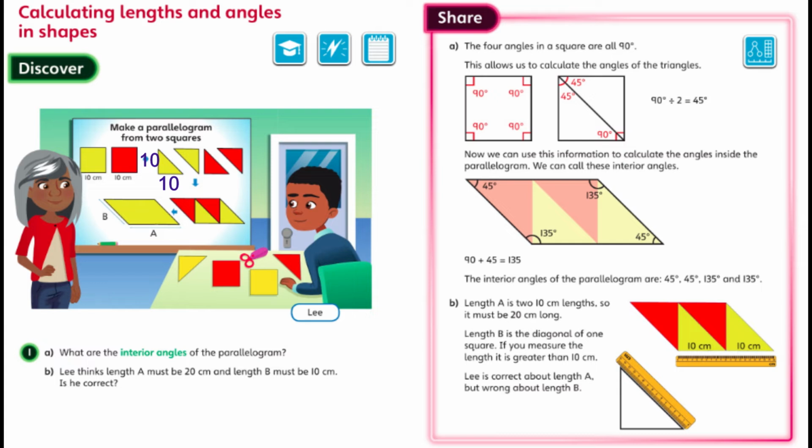So when he put the shapes together, as we can see down below, when he stuck those red and yellow triangles together, what happened?